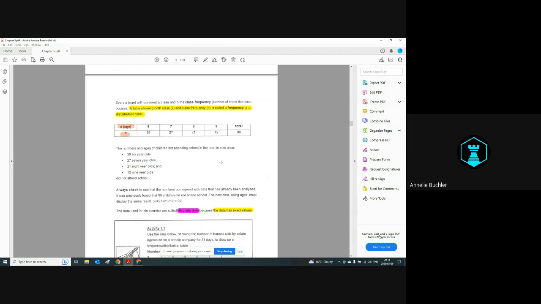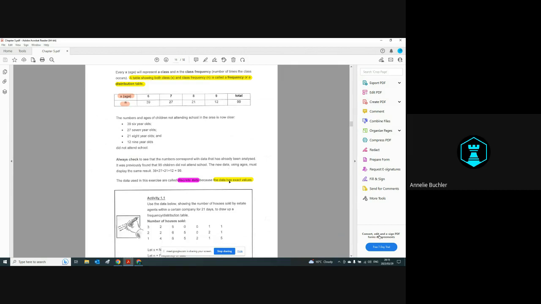The data used in this exercise are called discrete data, because the data has exact values. Discrete data is data with exact values. What they might do in the exam is ask you how many 8-year-olds there are that don't attend school. Then you will need to know X is the age and N is the number of children that do not attend school. This is the rationale for the exercise. You need to know how to read this table.